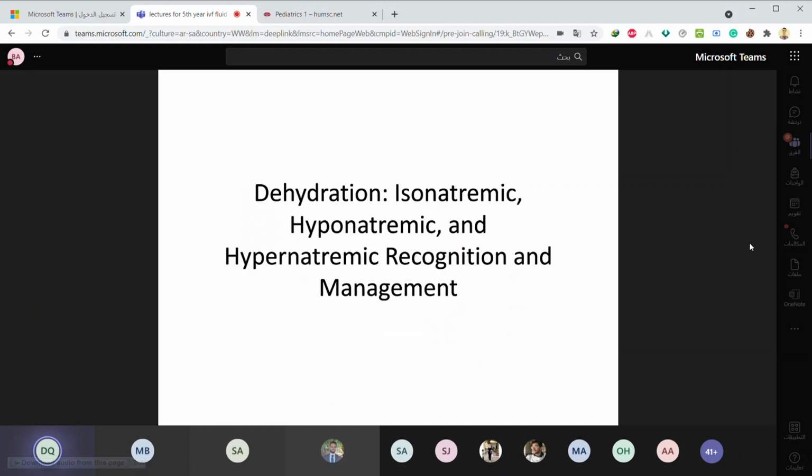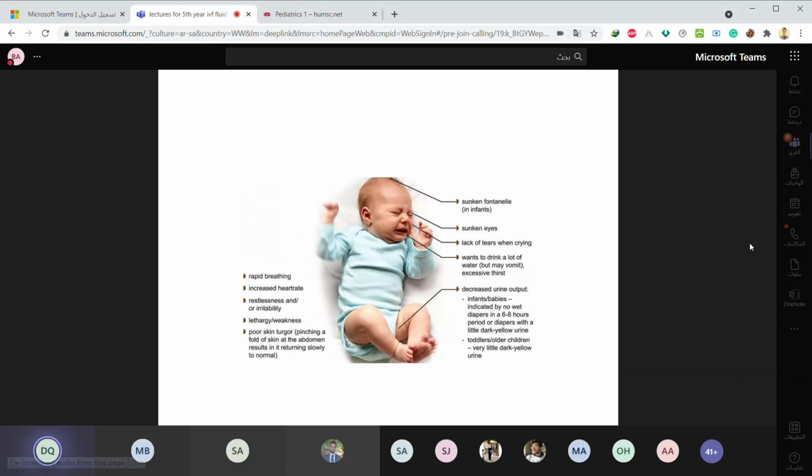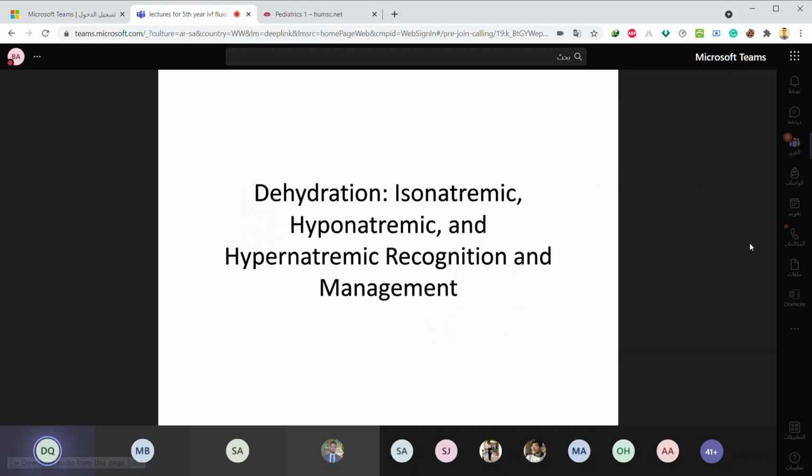Then any changes in the vital signs indicate severe dehydration. In mild dehydration, the patient comes only with thirst. There are no other signs, but the parents say the patient has excessive thirst. Moderate dehydration has dry mucous membrane, decreased skin turgor, no tears, decreased urine output, while in severe dehydration the patient may be anuric, meaning no urine output at all.